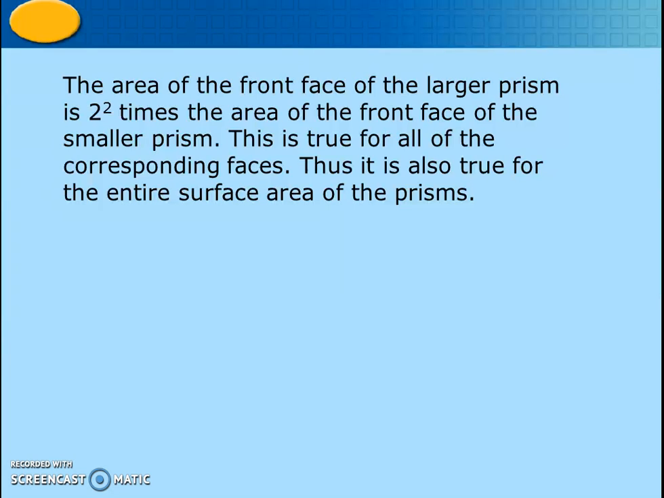So the area of the front face of the larger prism is 2 to the power of 2, or 4 times, the area of the front face of the smaller prism. This is true for all corresponding faces. Thus, this is also true for the entire surface area of the prisms.